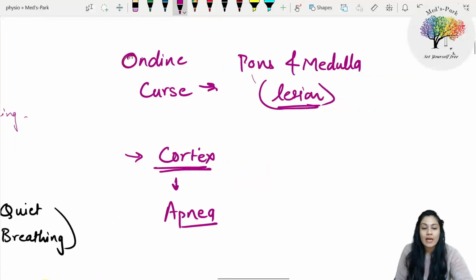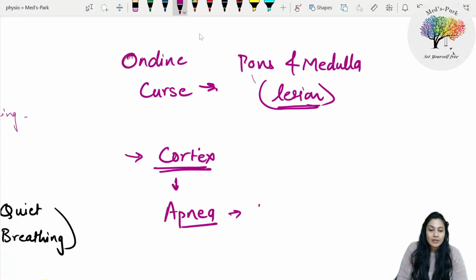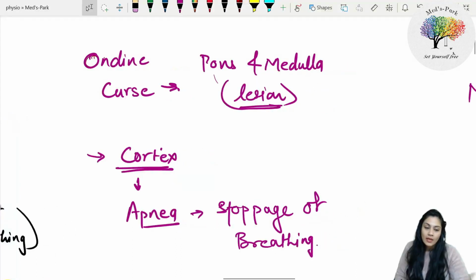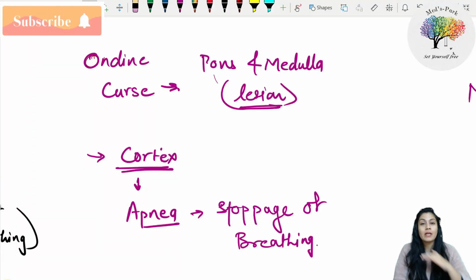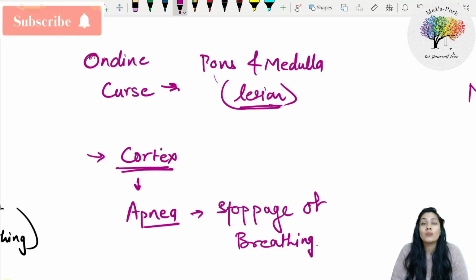Now understand, apnea and apneusis are two different things. Apneusis is the inspiratory spasm. On the other hand, apnea is temporary stoppage of breathing. It can be in inspiration and it can be during the expiratory phase also. So apneusis is different, apnea is different. Apnea is stoppage of breathing. As soon as the patient lands up in apnea after sleeping, he has to wake up, right? Because there is no oxygen coming. So the patient won't be able to sleep in this condition.